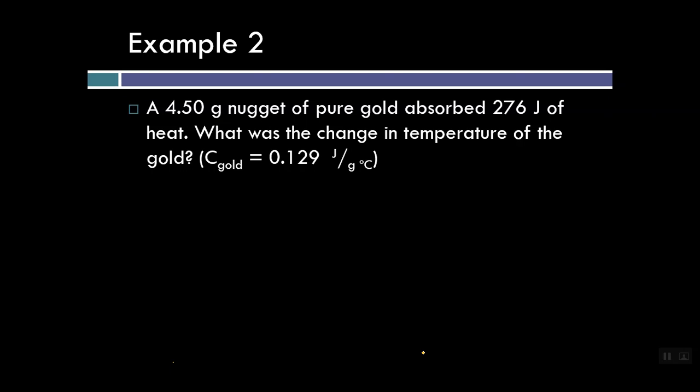All right, so we did example 1. Let's keep practicing, see if we can get the hang of this. We're going to read carefully. I've got 4.50 grams. So grams tells me that that is my mass. I've got pure gold absorbing 276 joules. So that would be my heat.